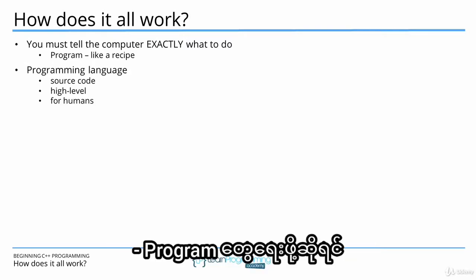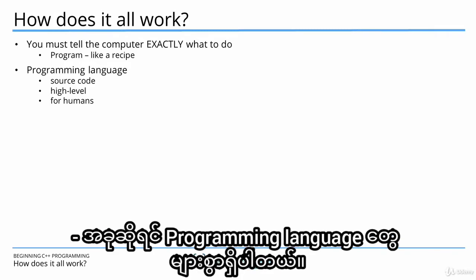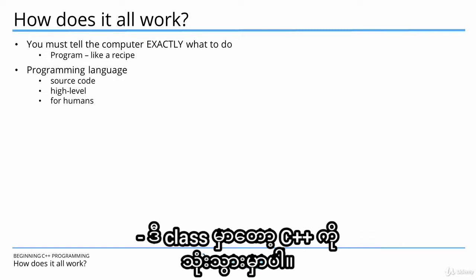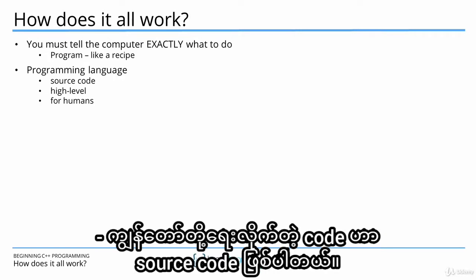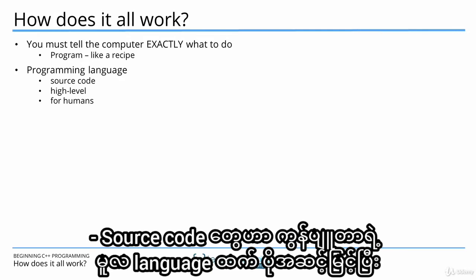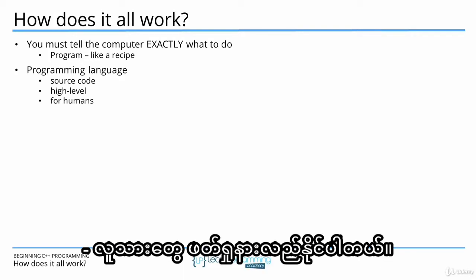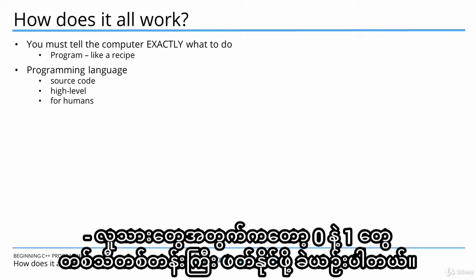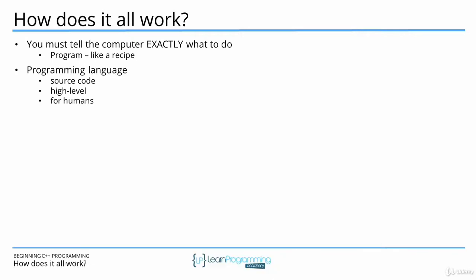In order to write programs, we use programming languages. There are many, many programming languages out there. In this class, we'll be using C++. The code we write is called source code. Source code is generally higher level than computer code since it needs to be understandable by humans, and humans aren't very good at reading long streams of zeros and ones.